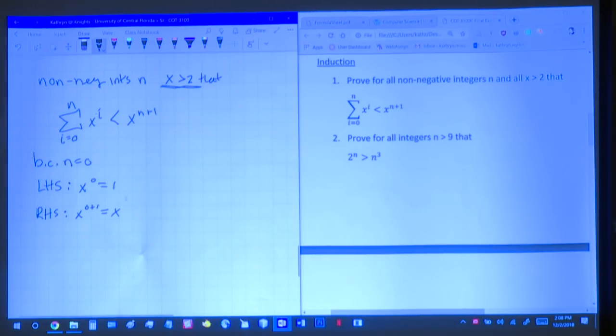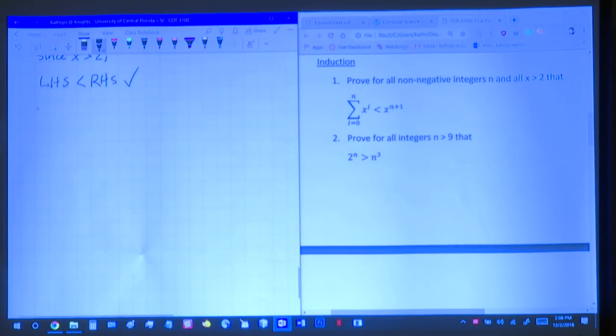So we can conclude that x is also greater than 1. So since x is greater than 2, the left-hand side is less than the right-hand side. So our base case holds.